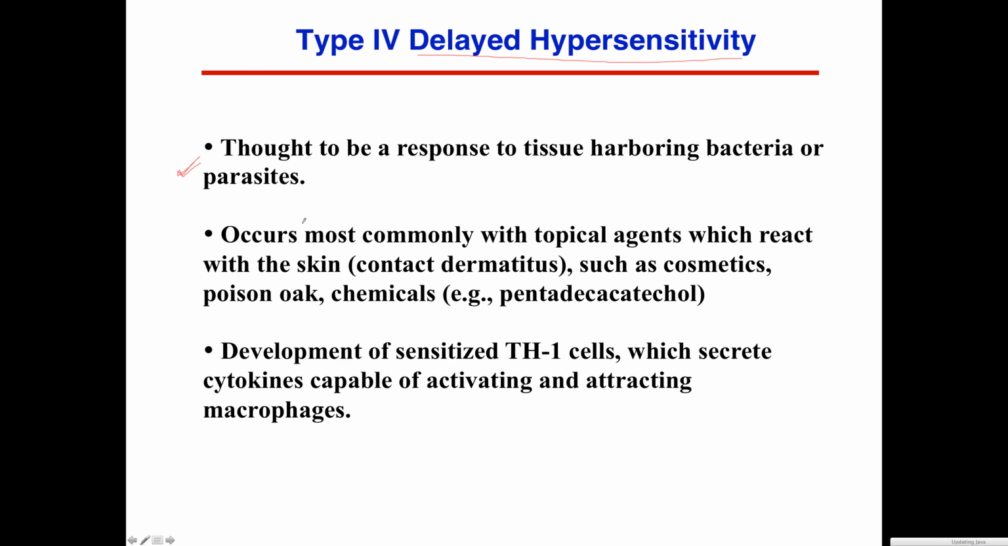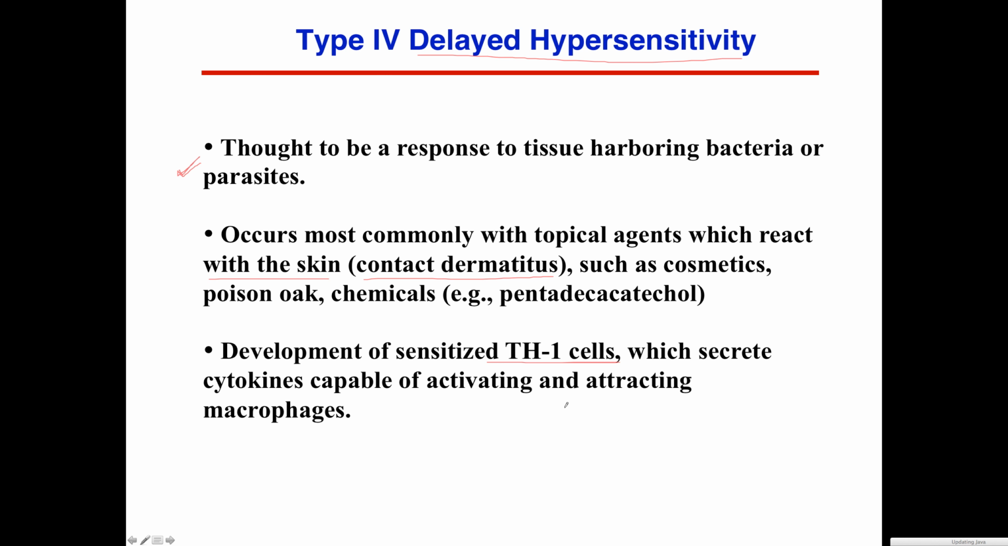It occurs most commonly with topical agents that react with the skin. So this is contact dermatitis, and cosmetics, chemicals, poison oak, poison ivy can all do this. So this type 4 hypersensitivity really does have to do with the skin, its interactions with the environment. There's a development of Th1 cells which secrete cytokines capable of activating and attracting macrophages.